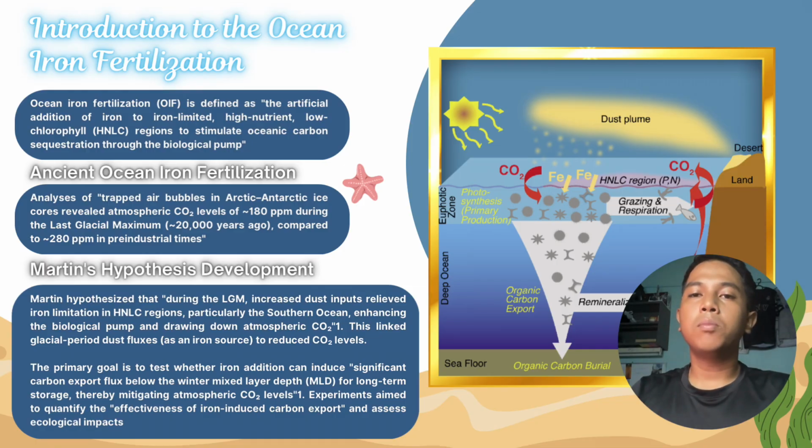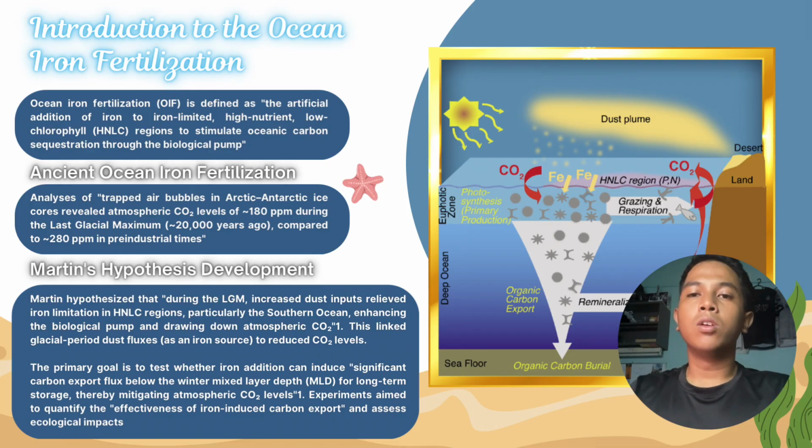Next, Martin's hypothesis development. The link between iron, dust, and carbon dioxide level was hypothesized by John Martin. During the last glacial maximum, increased dust inputs relieved iron limitation in HNLC regions, especially in the Southern Ocean. This enhanced the biological pump, which drew down atmospheric carbon dioxide. Martin's hypothesis suggests that glacial period dust flux, acting as an iron source, played a role in reducing carbon dioxide level.